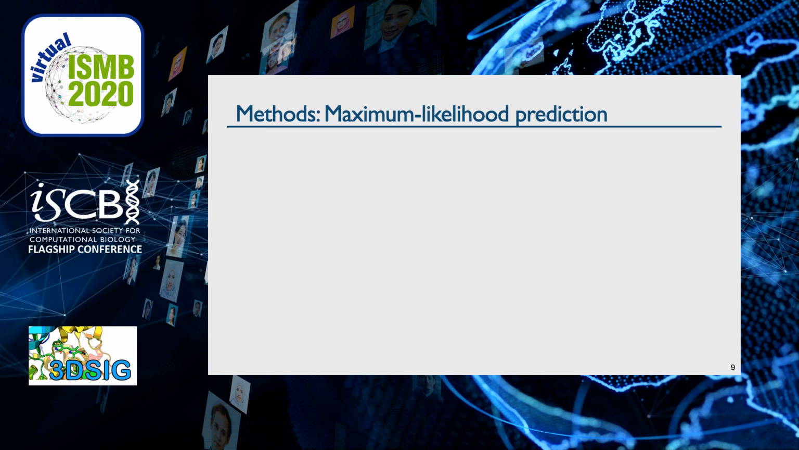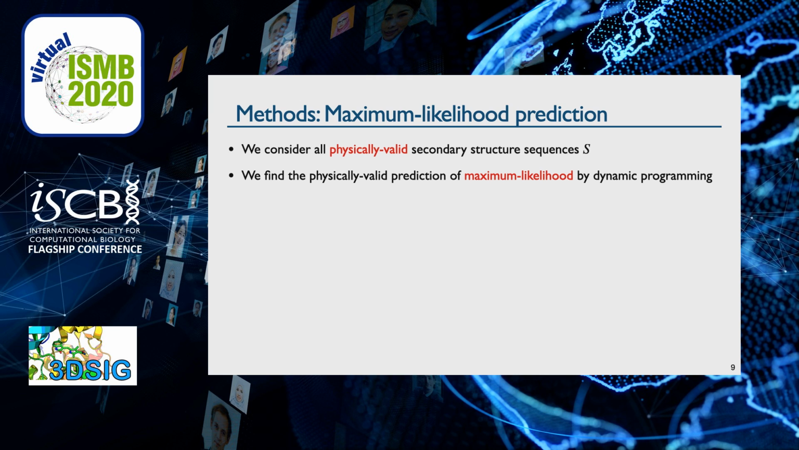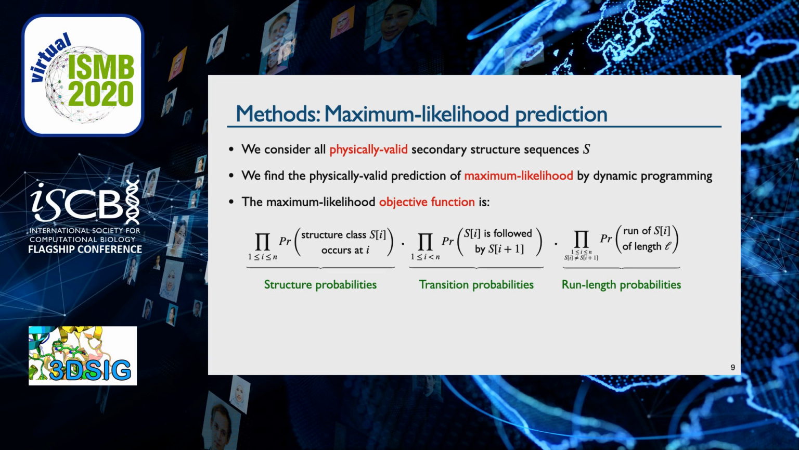These state probabilities are then used in a maximum likelihood prediction procedure. The procedure considers physically valid secondary structure sequences that satisfy minimum run length constraints on structure classes. We find the optimal physically valid structure sequence of maximum likelihood by dynamic programming. The maximum likelihood objective function that this algorithm optimizes is the following product, which has factors for state probabilities, transition probabilities of one state to another, and run length probabilities. We minimize the log likelihood of this objective function by solving a recurrence equation.